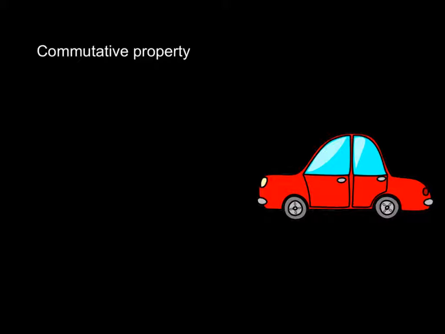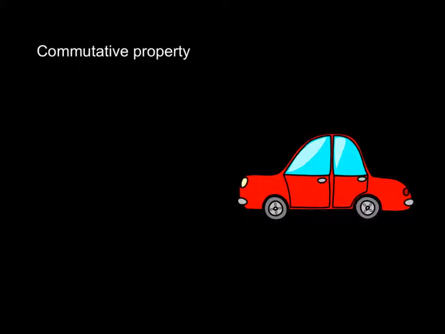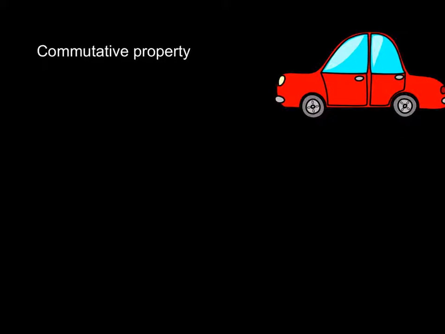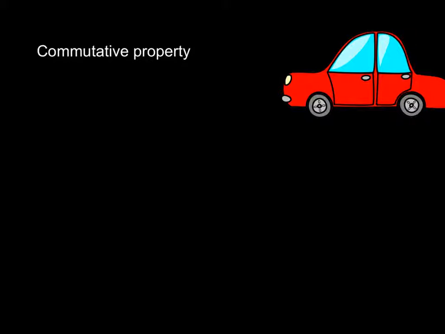When we think about the commutative property, I think about traffic, and I think about the commute. When you're in a commute, you're trying to go from one place and move to another place. Maybe you'll change lanes along the way, but you're still going to get from your original place to your end place. It works the same way for addition and multiplication.